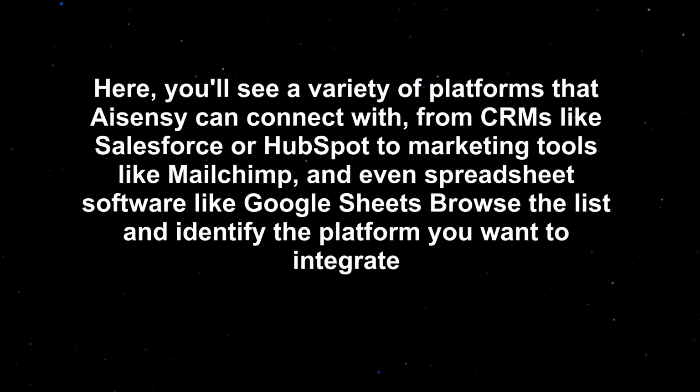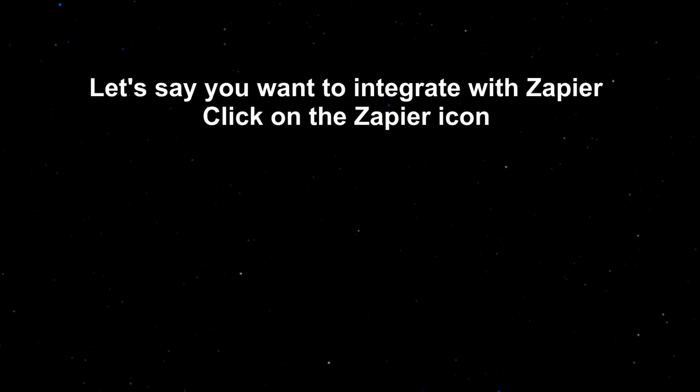Here, you'll see a variety of platforms that Aisensy can connect with, from CRMs like Salesforce or HubSpot to marketing tools like MailChimp, and even spreadsheet software like Google Sheets. Browse the list and identify the platform you want to integrate. Let's say you want to integrate with Zapier. Click on the Zapier icon.